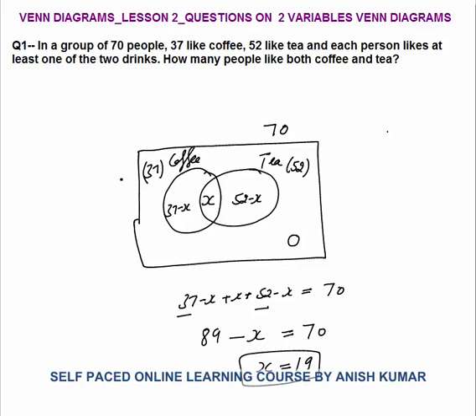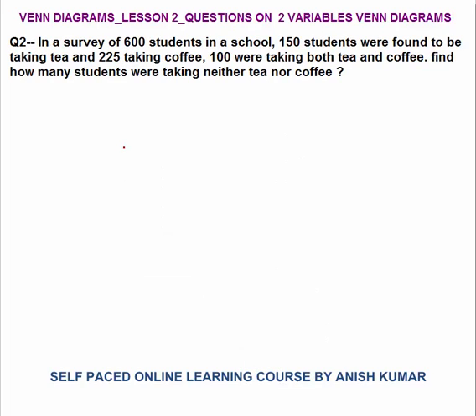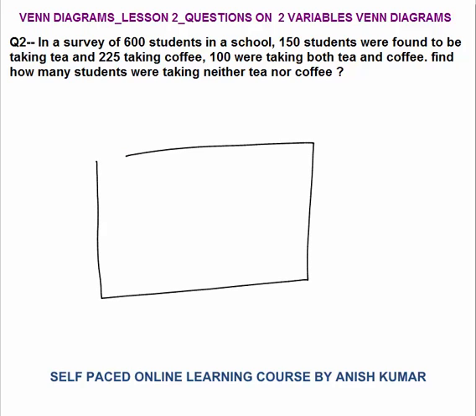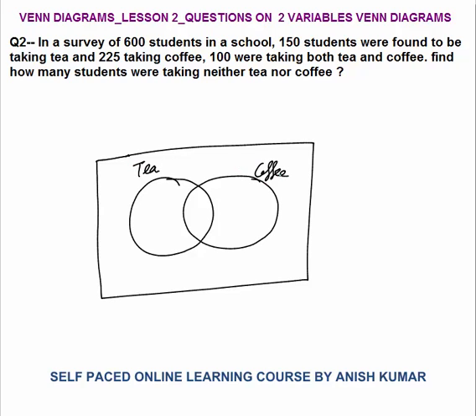So in this way you can simply calculate your answer. Question 2 is, in a survey of 600 students in a school, 150 were found to be taking tea, 225 coffee and 100 both. So first we will make a Venn diagram. This is the first circle for tea, and this is the circle for coffee.